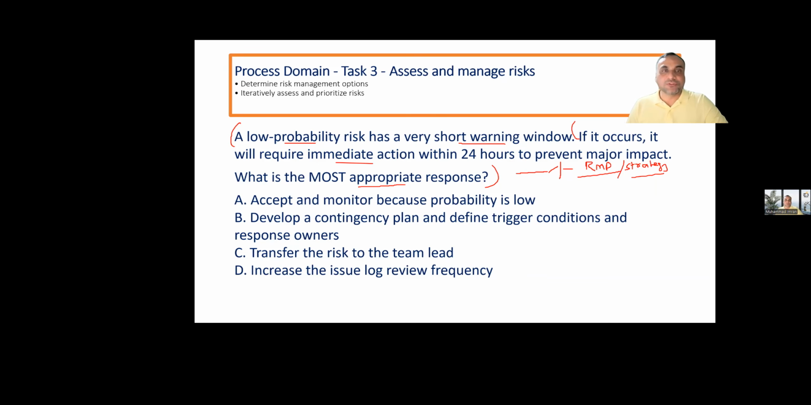Accept and monitor because probability is low. I cannot keep quiet, right? Develop a contingency plan and define trigger conditions and response owners seems to be the better answer. Transfer the risk to the team lead. Increase the issue log review frequency. We are talking about risk, not issue. So ultimately, yes, the correct answer is B, that we have full control over our chances.